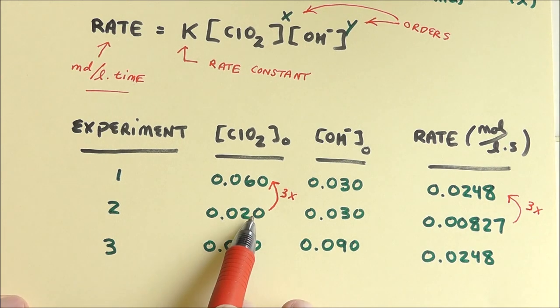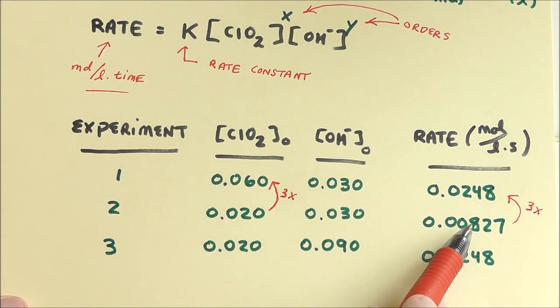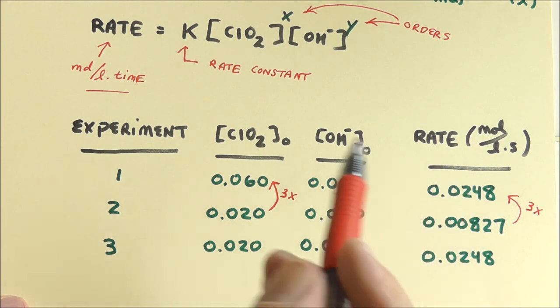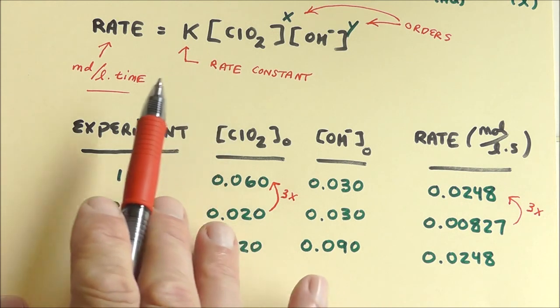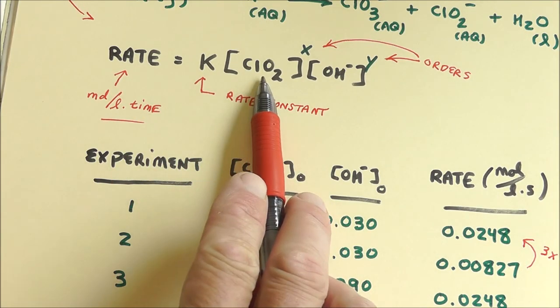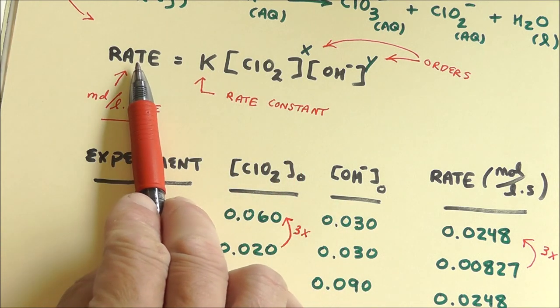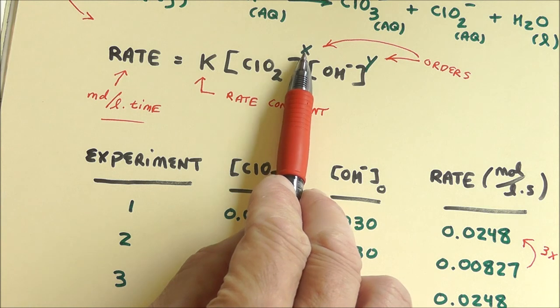That if I changed the concentration of this threefold and I kept this constant, then that changed threefold. So let's go see what happens if we put these numbers into here. So what happened is I changed ClO2 by a factor of threefold. That changed by a factor of threefold. That means that exponent is 1.